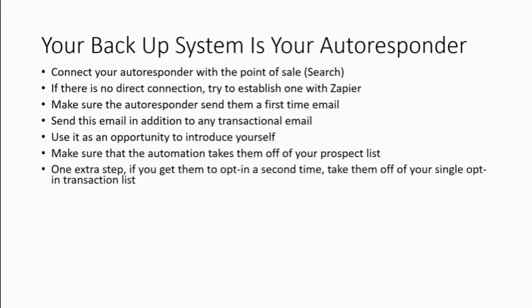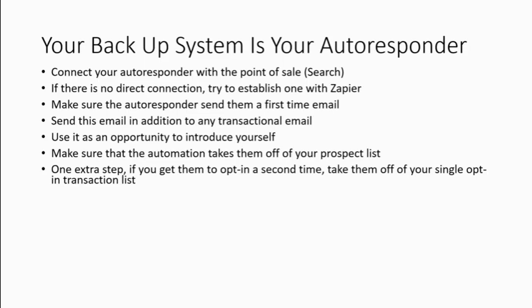Also, here's an extra step that I think you want to take. If you can get them to opt in a second time, you want to make sure that that second opt-in is also an automation sequence that takes them off the single opt-in transaction list. I want to say that again because it's an extra step, and I think that if you can do it, you should do it.